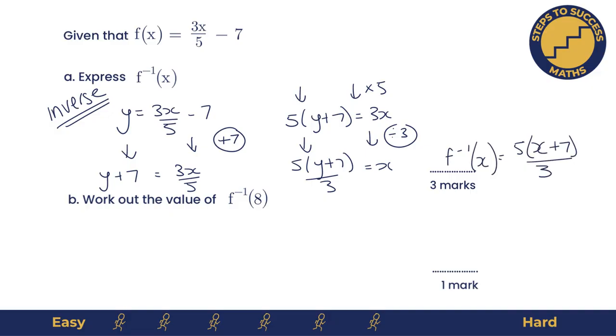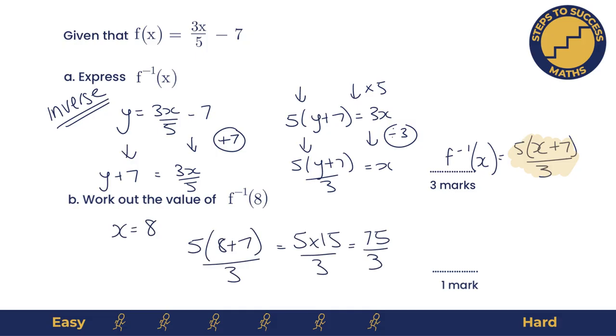Work out the value of f to the negative 1, the inverse function, of 8. So you've already worked it out. So you use your f to the negative 1. Even if you think you've got it wrong, you use your answer because you can get the marks for following through. And we're going to put in the value when x is 8. So 5 bracket 8 plus 7 divided by 3. So 8 plus 7 is 15. And then 15 times it by 5 and divide it by 3. We're going to get 25.